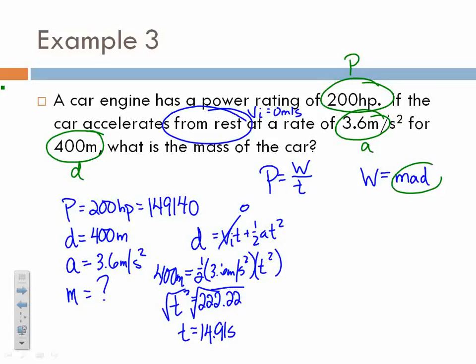Now I'm going to do a little trick here. I know that work is equal to mass times acceleration times the distance that is traveled. I'm just going to substitute that right into that equation there. And so I'm going to get that power is equal to mass times acceleration times distance over time. All this does is stop me from having to do two calculations. I can just do it all at once.